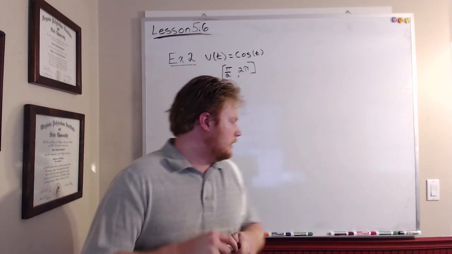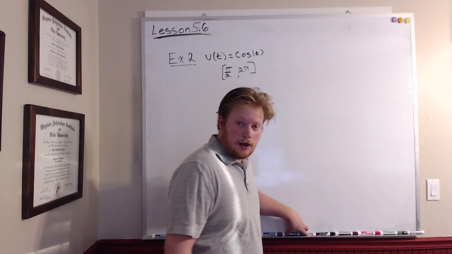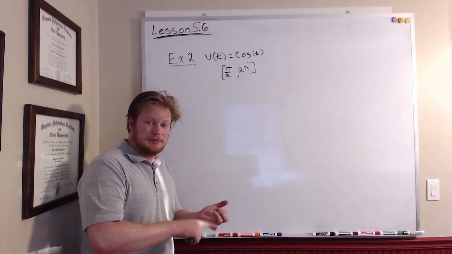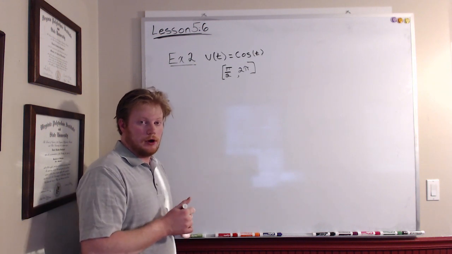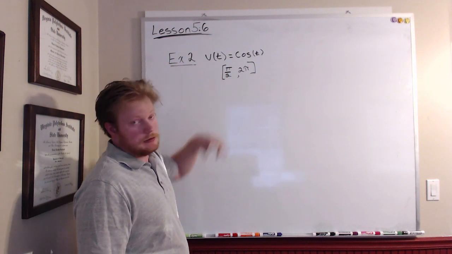Okay, so now we're going to step things up a little bit. Now, I'm given the velocity function, and I'm asked to find the displacement and the total distance traveled by the particle over the interval pi over 2 to 2 pi.